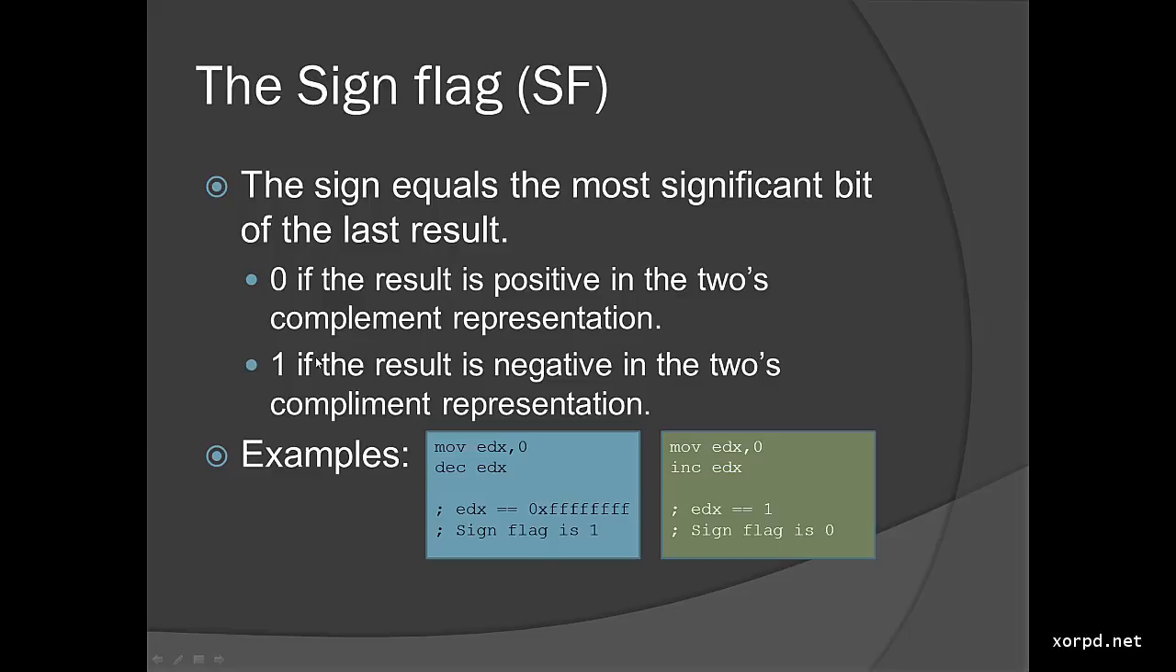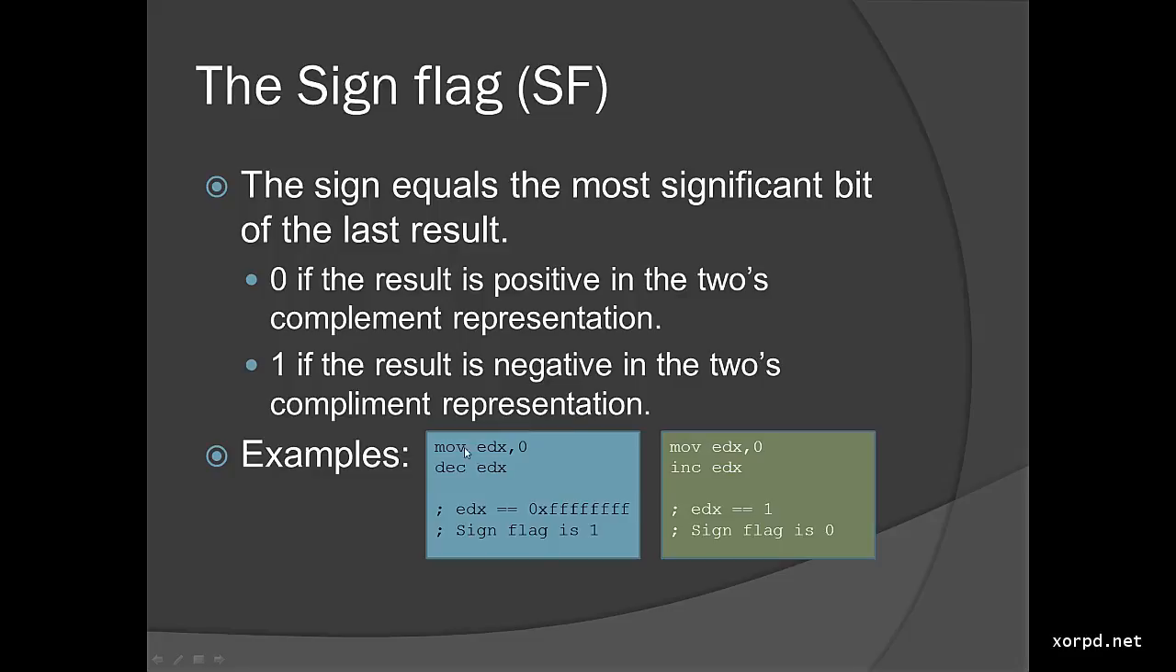We can say those things because we have some idea about what is the 2's complement representation, but even if we didn't know about positive or negative numbers, it is still true that the sign flag equals the most significant bit of the last result of any calculation. Let's look at some examples.